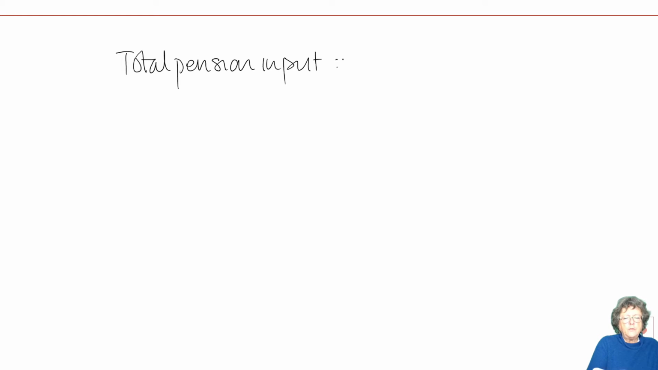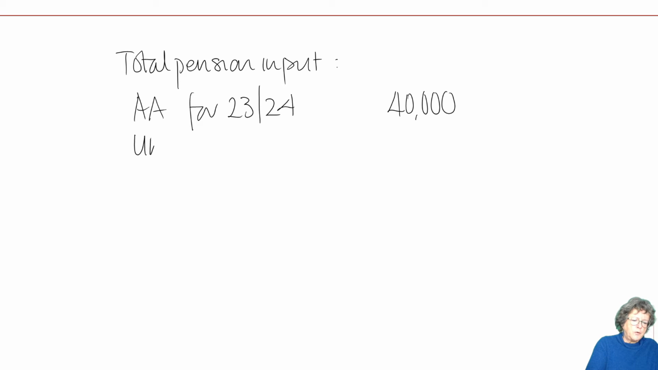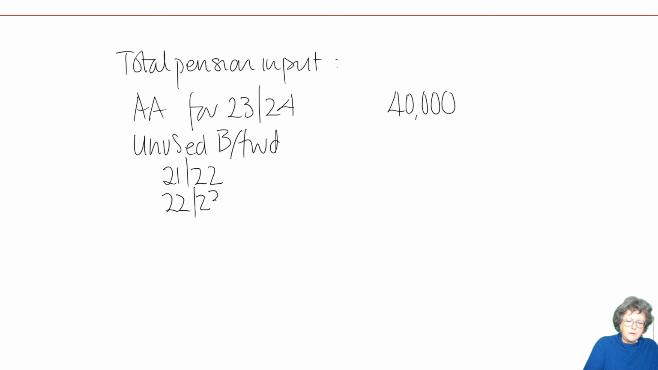So the total pension input, we've given it a heading so that you know what you're doing, so the marker knows what you're doing. So the AA for 23-24, which we always put in first. Unused brought forward. What I would do is I would write down the years. So we've got 21-22, 22-23, 23-24. So let's go back to the question.